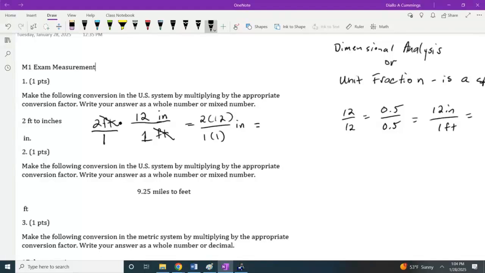And now I'm going to simplify. 2 times 12 is 24. 24 divided by 1 is 24, right? And I'm going to keep my unit of inches. So 2 feet is equal to 24 inches, right, by using a unit fraction.